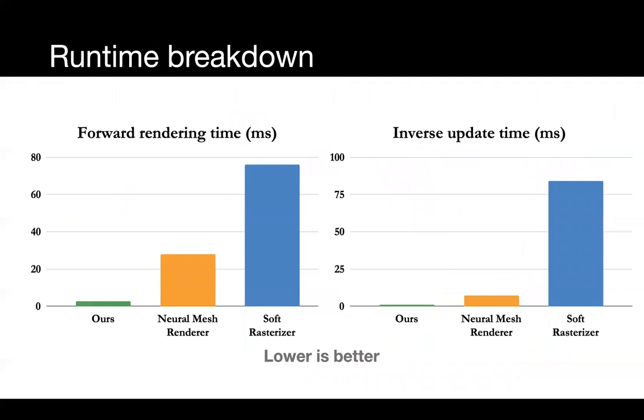Next, we show the runtime breakdown of a single optimization step. Since we do not require the forward process to be differentiable, we can leverage existing highly optimized rendering machines. Hence, we are faster. As for the inverse update, we are extremely efficient because we predict the update by running a forward pass on a simple neural network, whereas the differentiable renderers need to compute the analytical gradients and propagate them to the corresponding faces.